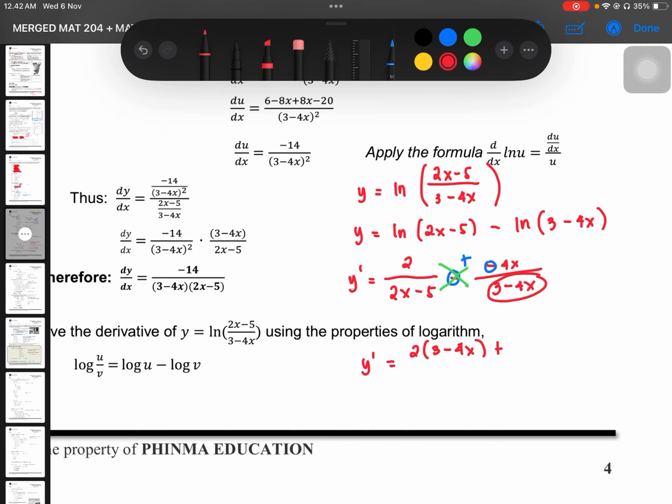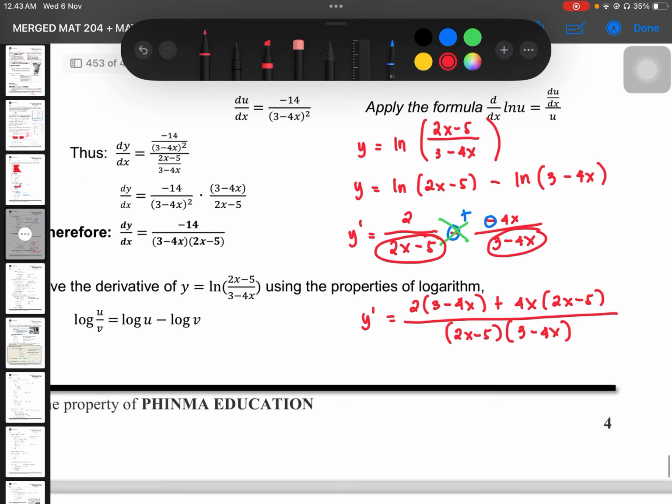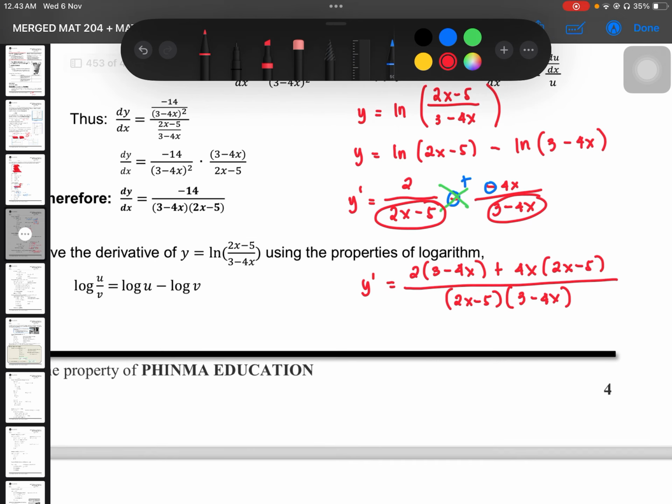Then, plus na siya, di ba? Then, ito naman, 4x times this one, 2x minus 5. All over, yung nasa ilalim natin, 2x minus 5 multiplied by 3 minus 4x. Okay, so kahit di na natin yung nasa denominator natin, kahit di na natin yan pahabain pa. Okay? But, yung nasa taas, iayos natin siya.